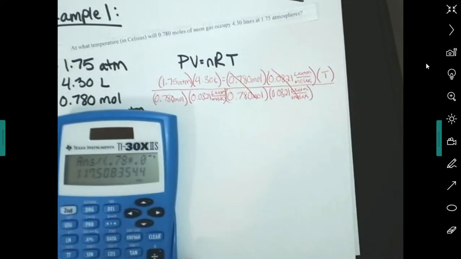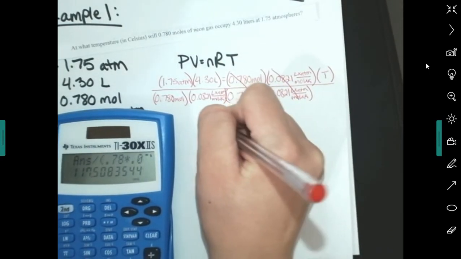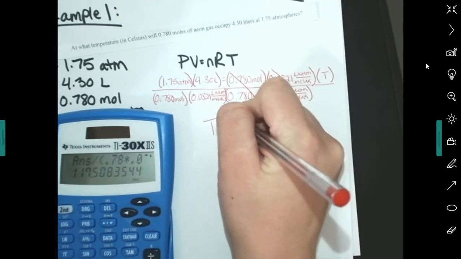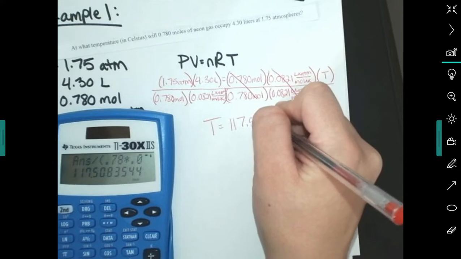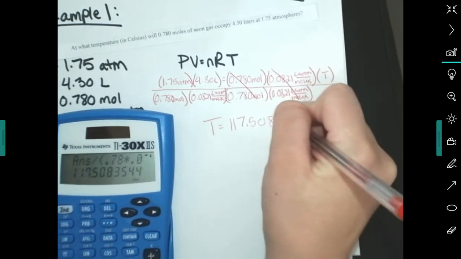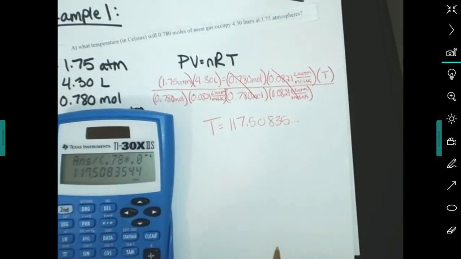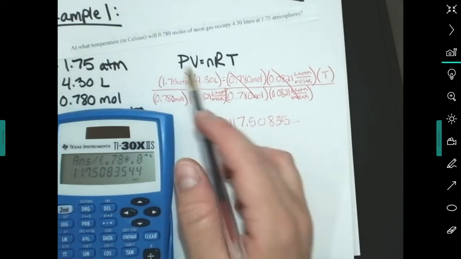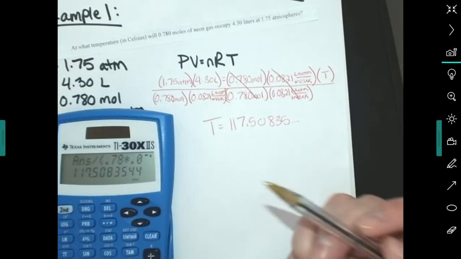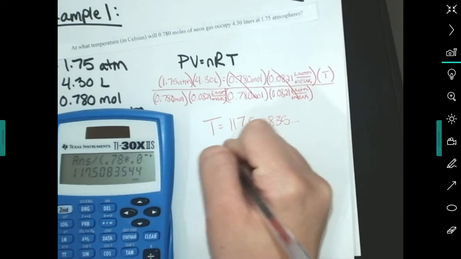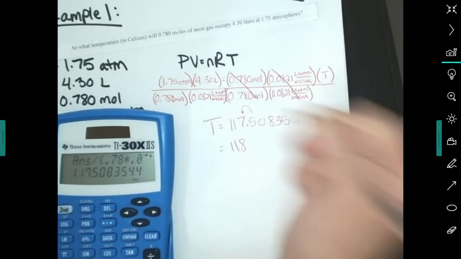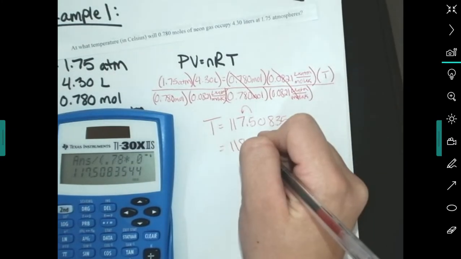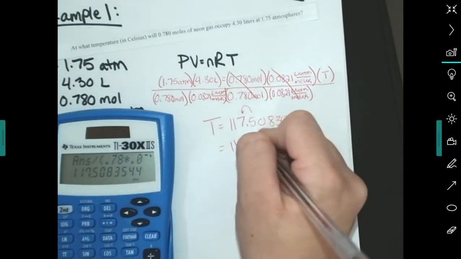So my T, or my temperature, is going to be 117.50835, etc. Let's see how many sig figs we need. It looks like we need 3 sig figs. So let's round that to 118, because we look at the 4th sig fig. If it's 5 or above, it's going to bump it up. So 118, and then our units are going to be Kelvin.